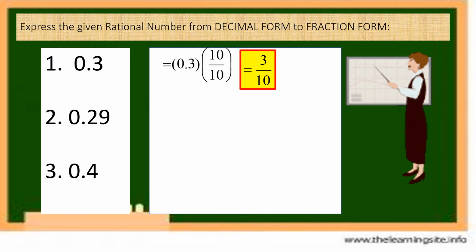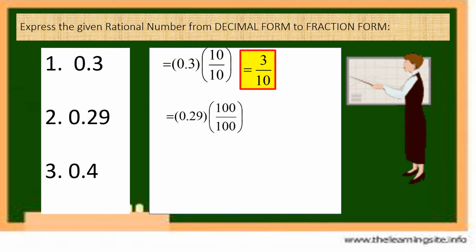Next number, 0 and 29 hundredths. Since that is in hundredths, we need to multiply the given by 100 over 100. So we have 0 and 29 hundredths. We move the decimal point 2 places to the right. So the answer is 29 over 100.